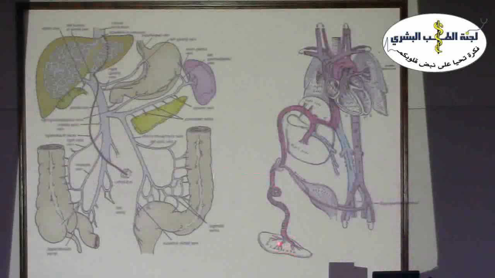From the placenta, look, the umbilical vein is reddish because it's oxygenated. It enters through the umbilicus. Now after it enters, it will pass to the liver.